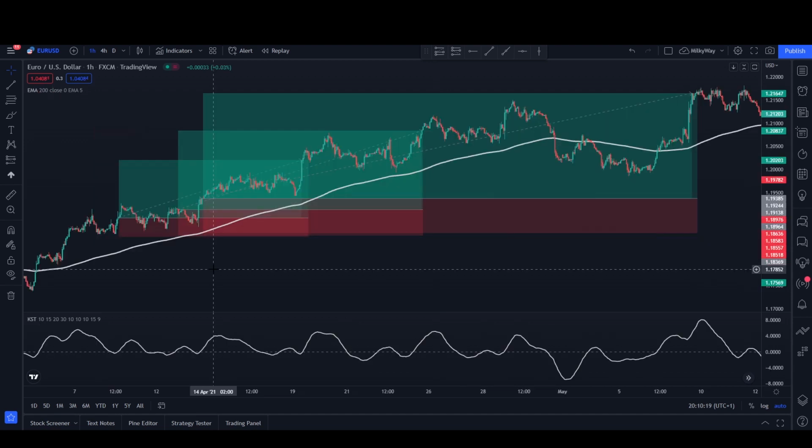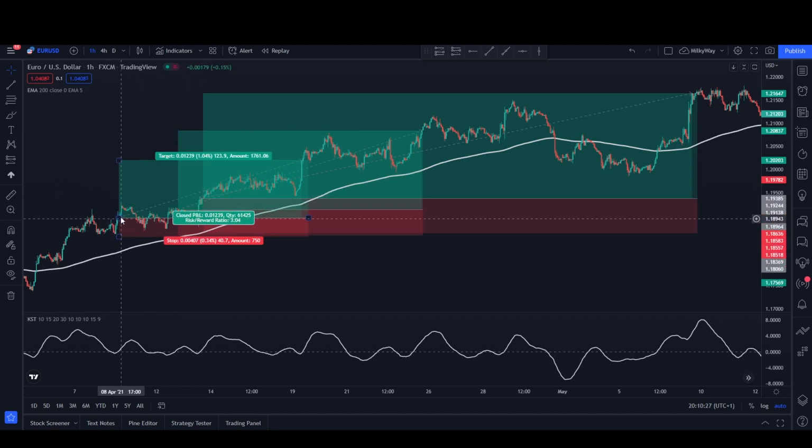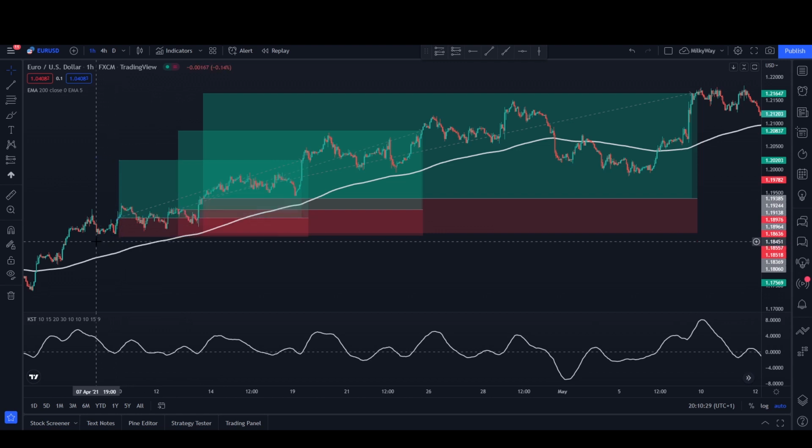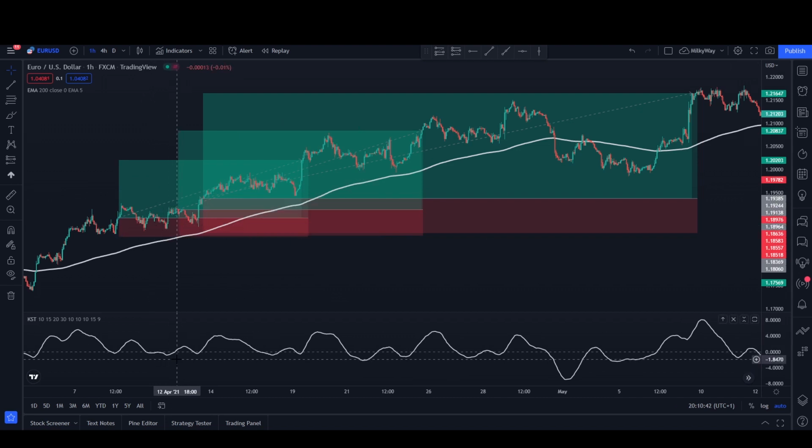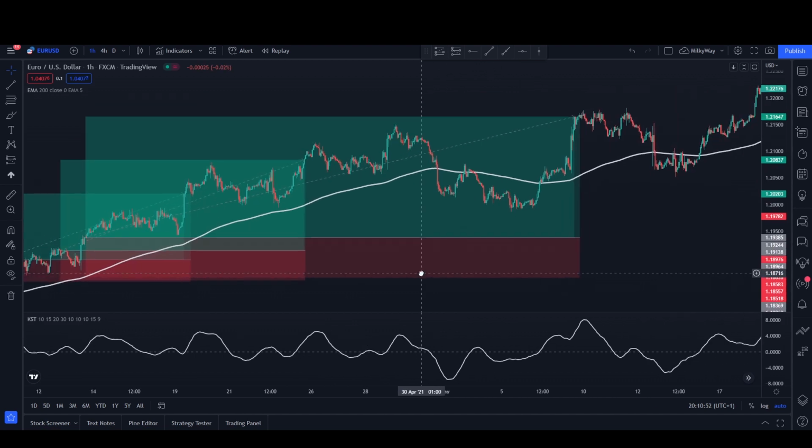All right, so here we've got a bullish run. The price is above the 200 EMA. The KST becomes positive here, so we go long. We place a stop loss at the last swing, and we aim for 1 to 3. Then again, it crossed positive here. So any of these trades essentially would have been wins. So this strategy works very well in trending markets.